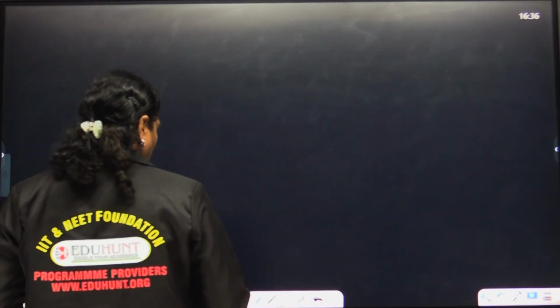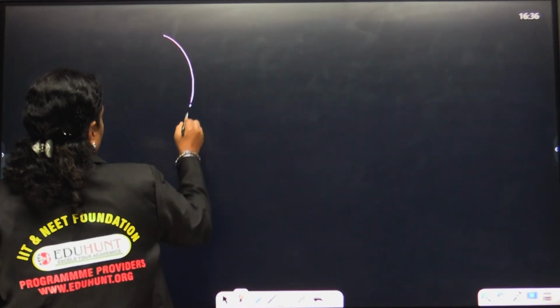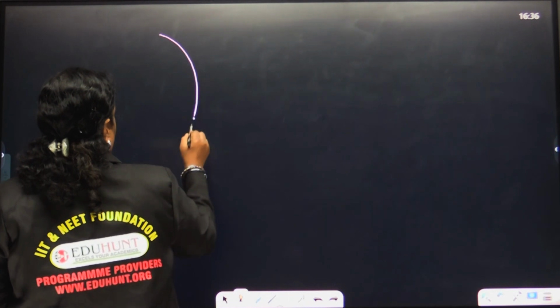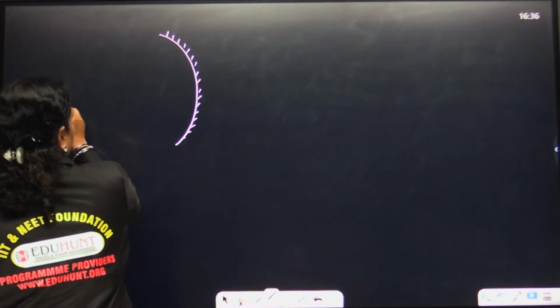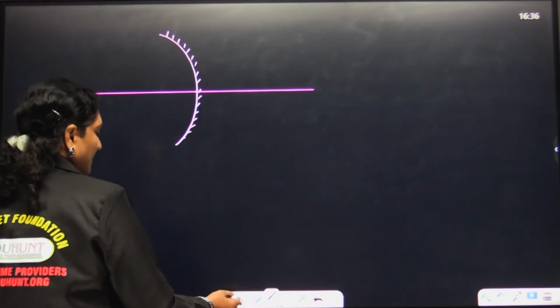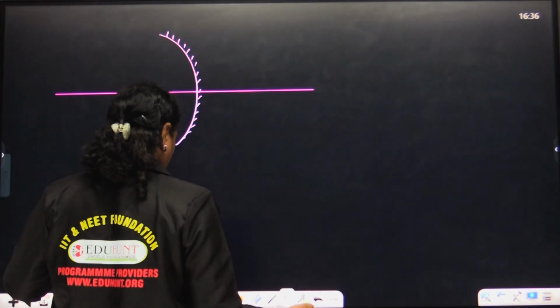For this, let us consider a mirror. Let it be some concave mirror. A concave mirror is basically a mirror that is coated outside, so that the reflecting surface will be the inner portion. This will be your principal axis. Our main concept is all regarding the Gauss formula or mirror equation.